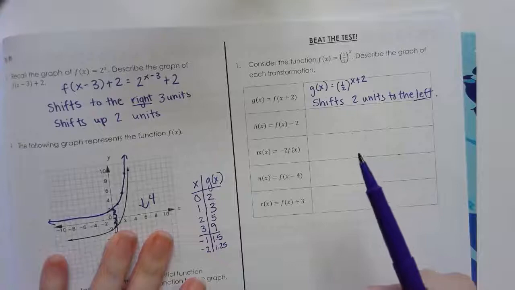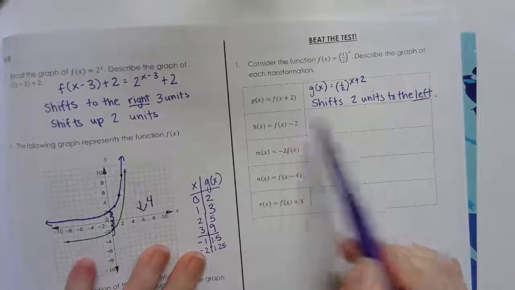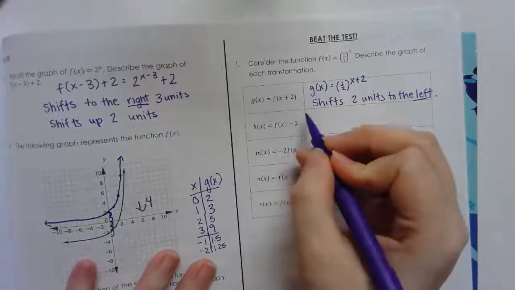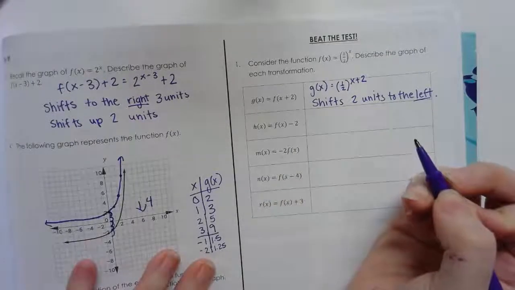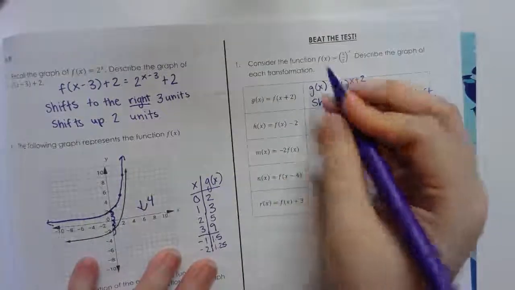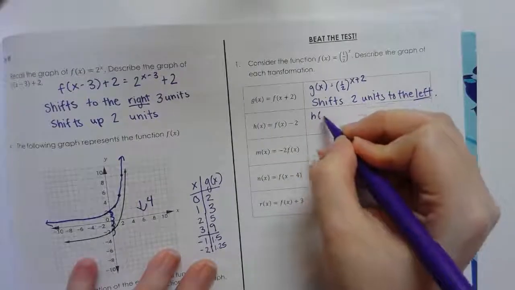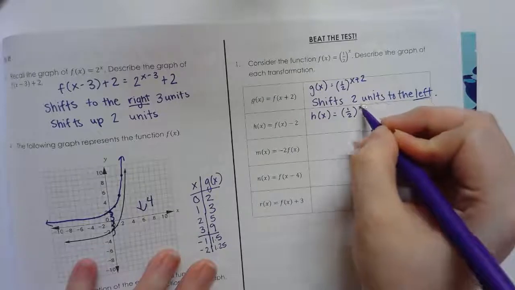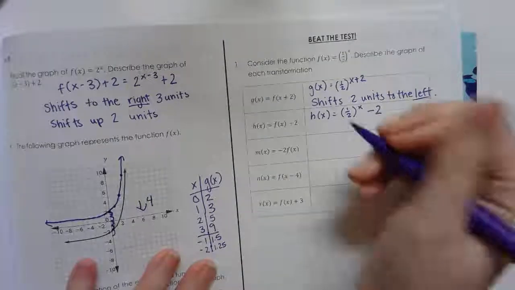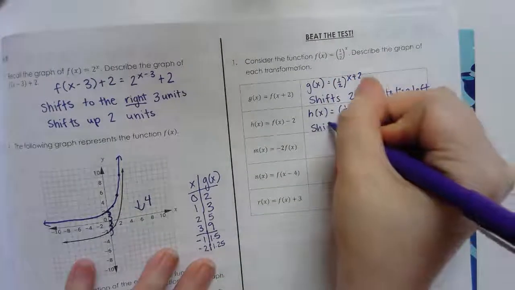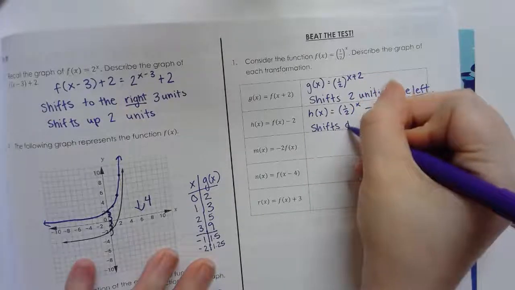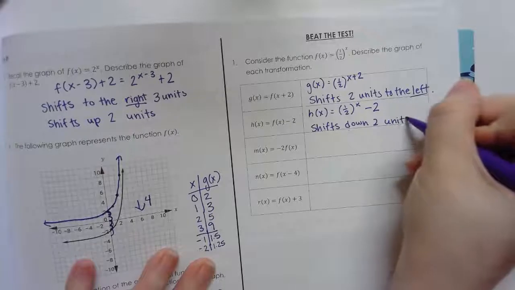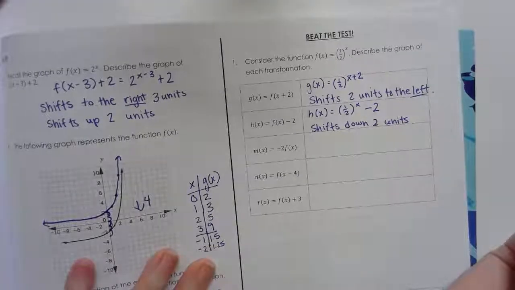Okay, this minus 2 here means that I shift it up or down because it's being taken away from my y value. So to write that function, the h of x function here would be 1/2 to the x and then minus 2. So it shifts down 2 units. So it's a translation of 2 units down.